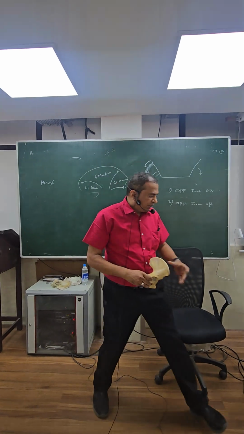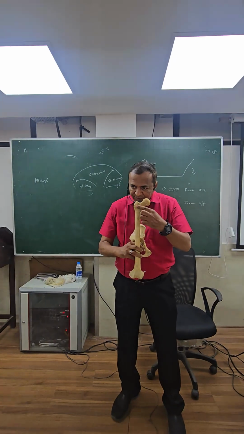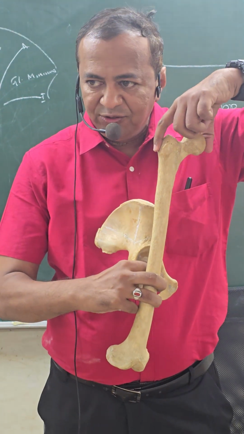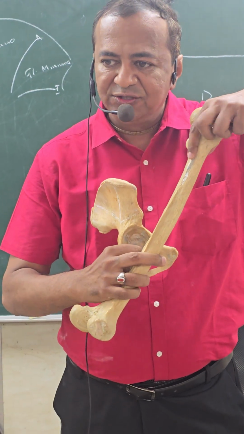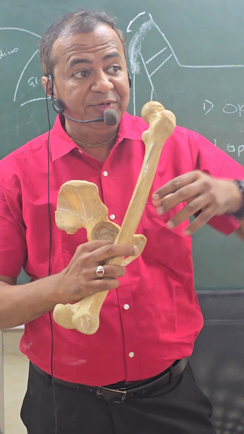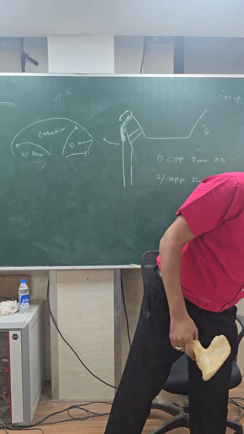Okay, for the insertion, the gluteus minimus goes anterior to the greater trochanter, medius goes lateral to the greater trochanter, and on the posterior surface below the greater trochanter is the gluteal tuberosity, where the gluteus maximus gets inserted. Only 25% of the fibers. Remaining 75% they go on the iliotibial tract.